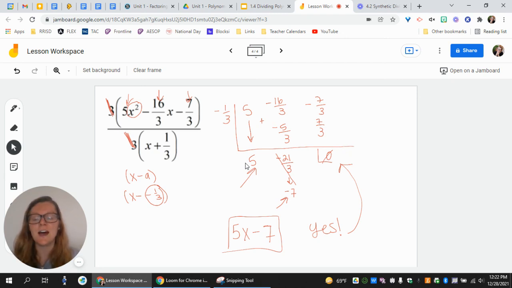All right, so that is a little bit extra work when you have a coefficient that is not equal to 1. You can totally still do synthetic division. Just remember to factor it out of the numerator and the denominator.